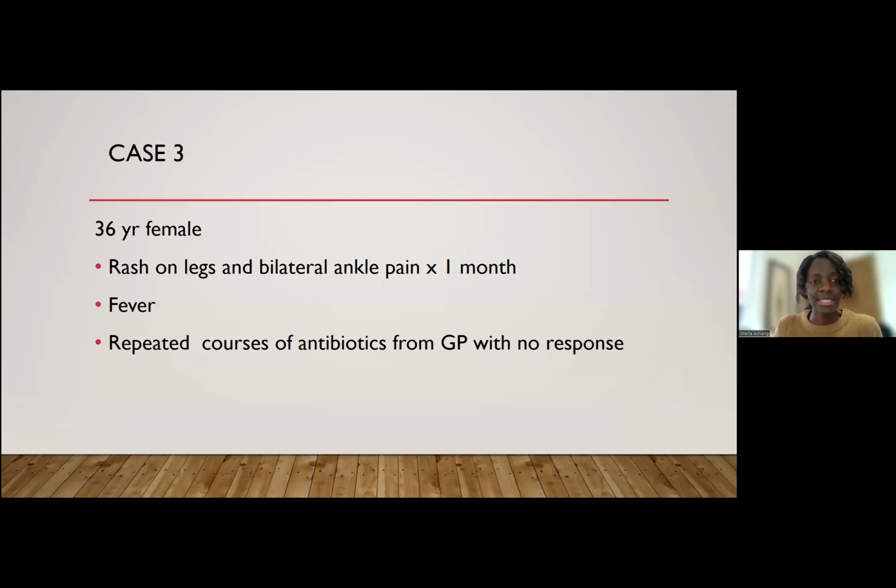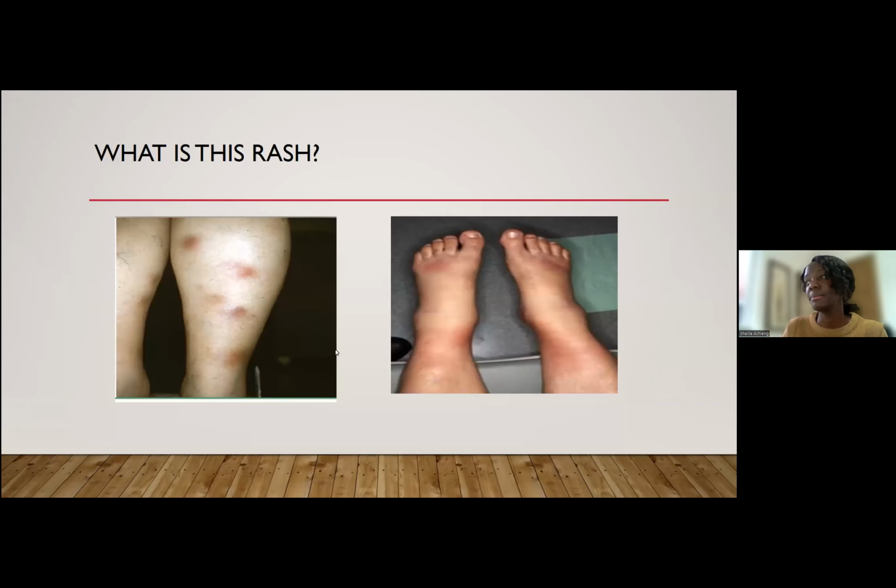Right, so the third case is a 36-year-old female who presented with a rash on her legs and bilateral ankle pain for 1 month. She has a fever, and she's had repeated courses of antibiotics from her GP with no response. The rash isn't getting better. The ankle pain and swelling isn't getting better. So this is what the rash looks like when you examine her, and that's what her ankles look like. What do you think this rash is called?